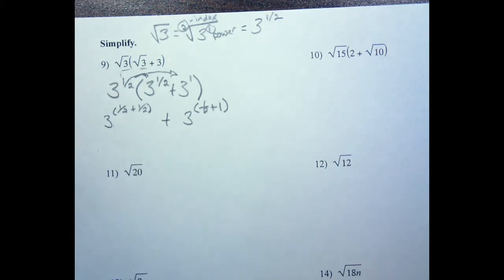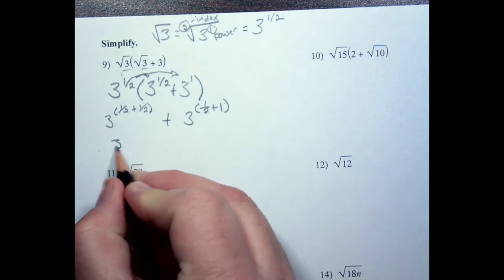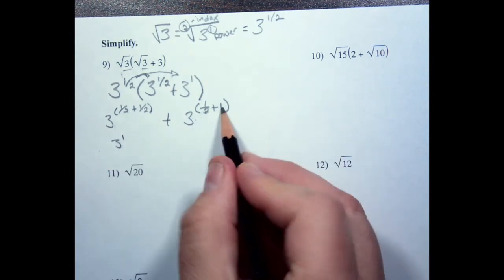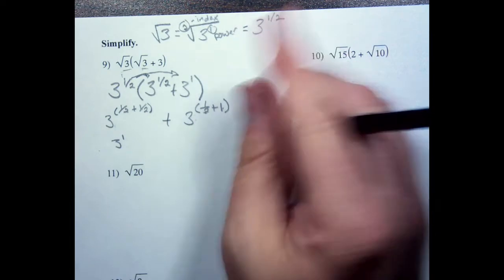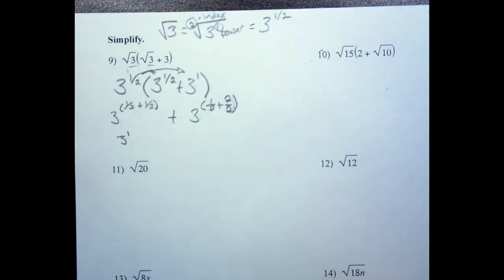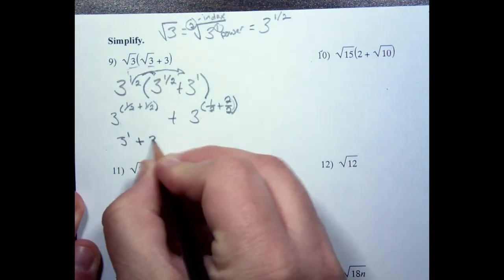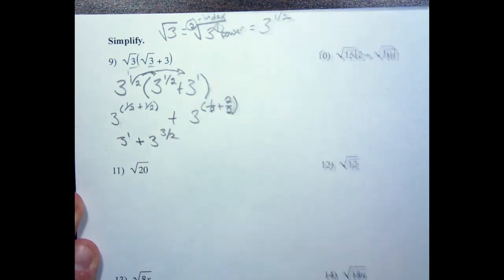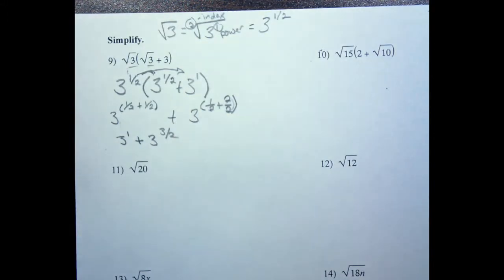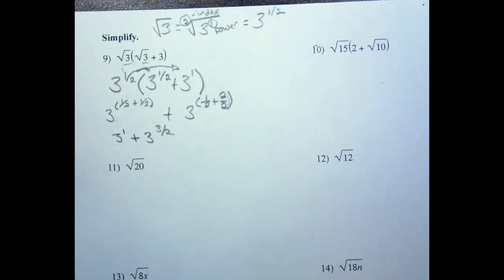All right, so what's 1/2 plus 1/2? 1. So 3 to the first power. And then now this is weird. We have 1/2 plus 1. But can I say this is the same as 2 over 2? Yeah. Right? If I wanted a common denominator, could I say 2 over 2? Yeah. So this would be like 3 plus 3 to the 3 over 2, right? Because 1/2 plus 2 over 2, in other words, if I add 1 plus 2, I get 3, and then the common denominator is 2.